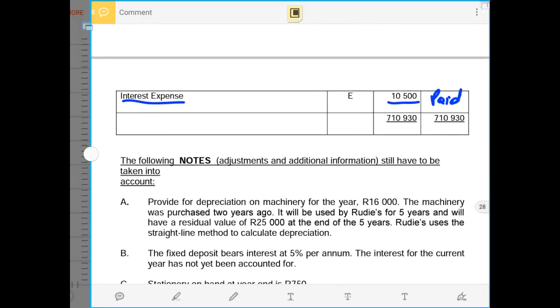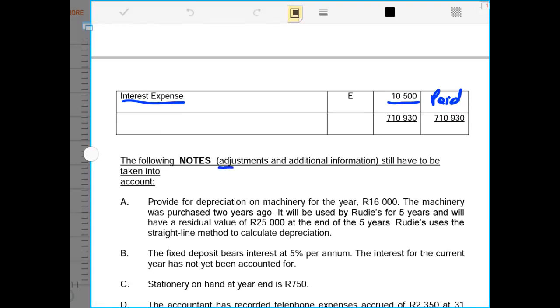Then we are given the notes to take into account, and it says the following notes or adjustments and additional information still have to be taken into account. So now this is the information that must still be accounted for and has not yet been provided or accounted for in the trial balance.